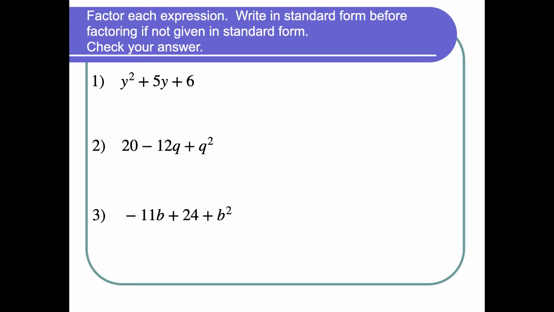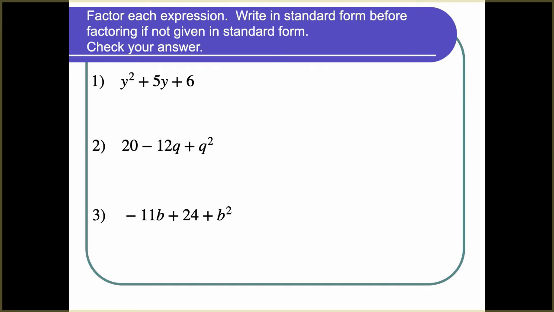It says here, factor each expression, write in standard form before factoring if not given in standard form. Sometimes we will be given a trinomial that is not in standard form, and we will need to write it in standard form before we can do anything with it. Our first one, we have y squared plus 5y plus 6. It is in standard form.